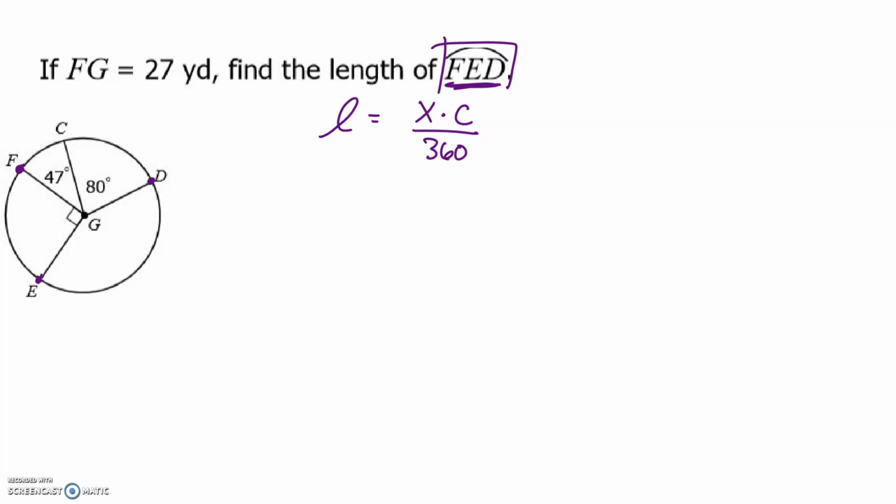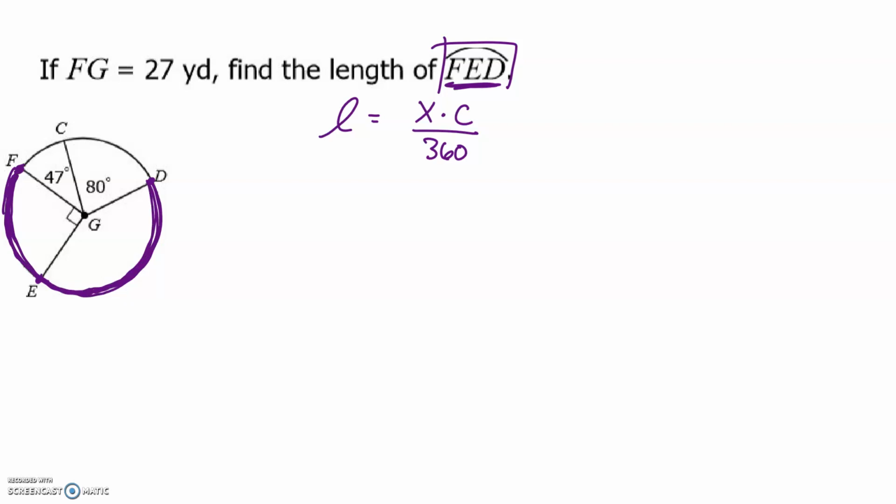Okay, so this is actually a major arc, and they used 3 capital letters. If they only said FD, we would go the other direction, and that would be over here, but they didn't. They actually went the other direction because of the letter E. So this one we know is going to be greater than 180 degrees. So let's go ahead and see what we can do.